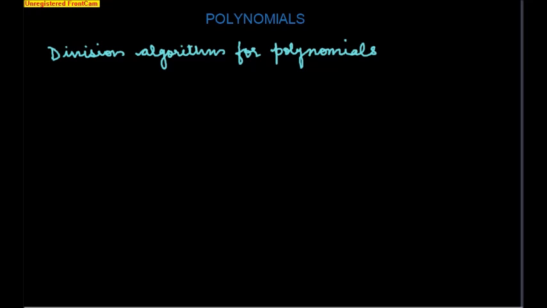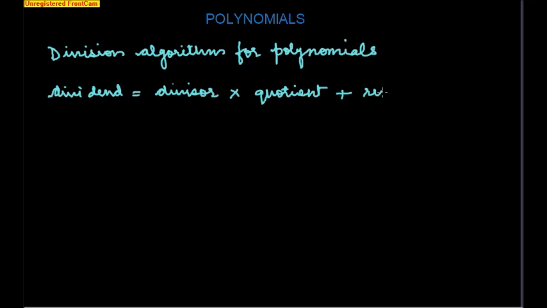In this video, we will be learning about the division algorithm for polynomials. Now, what does the division algorithm for numbers say? It says that dividend is equal to divisor into quotient plus remainder.